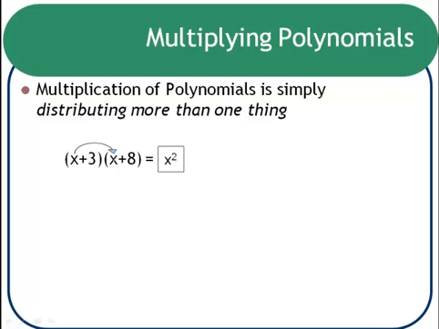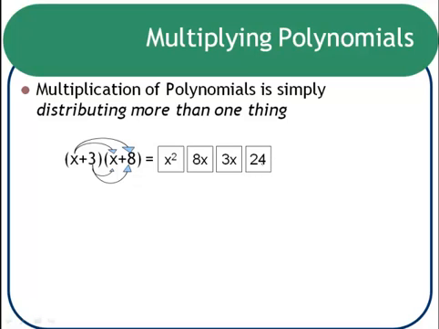So I'll first start with this x. That x needs to be distributed to both the x and the 8 in this expression. When I do x times x, that gives me x squared. When I do x times 8, that gives me 8x. And now this 3 needs to be distributed to both things. So 3 times x is 3x, and 3 times 8 is 24. So these 4 terms are my answer.